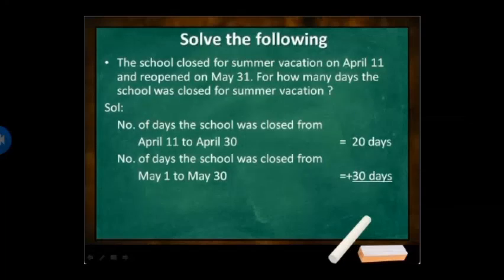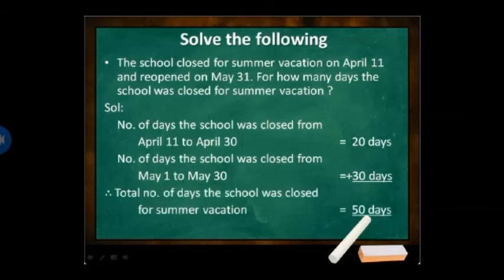Then you have from May 1st to May 30th. So you have 30 days then. So April month it is 20 days and May month it is 30 days. Now here we will add this. So 20 plus 30 is 50 days. So the school was closed for summer vacation for a total of 50 days.